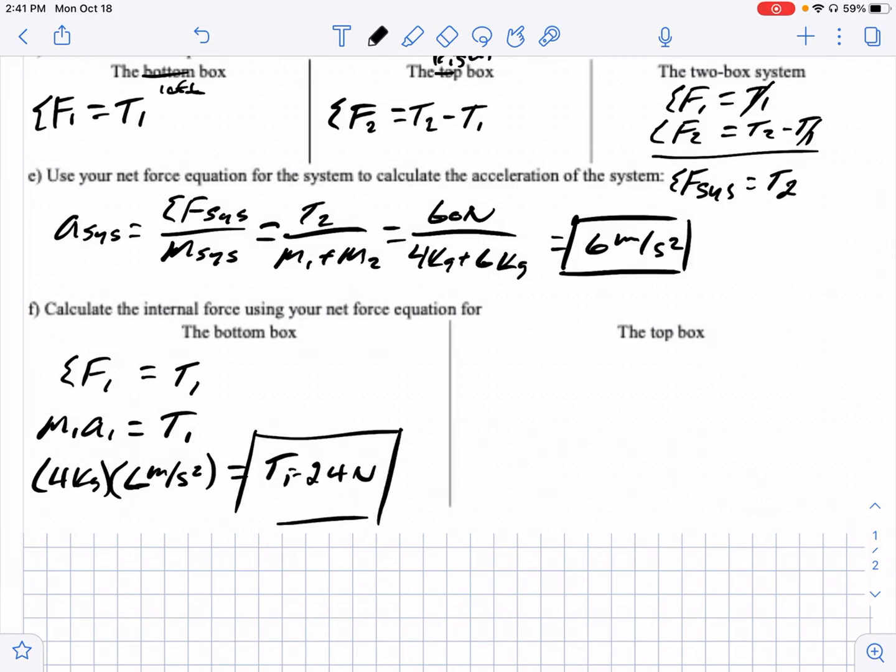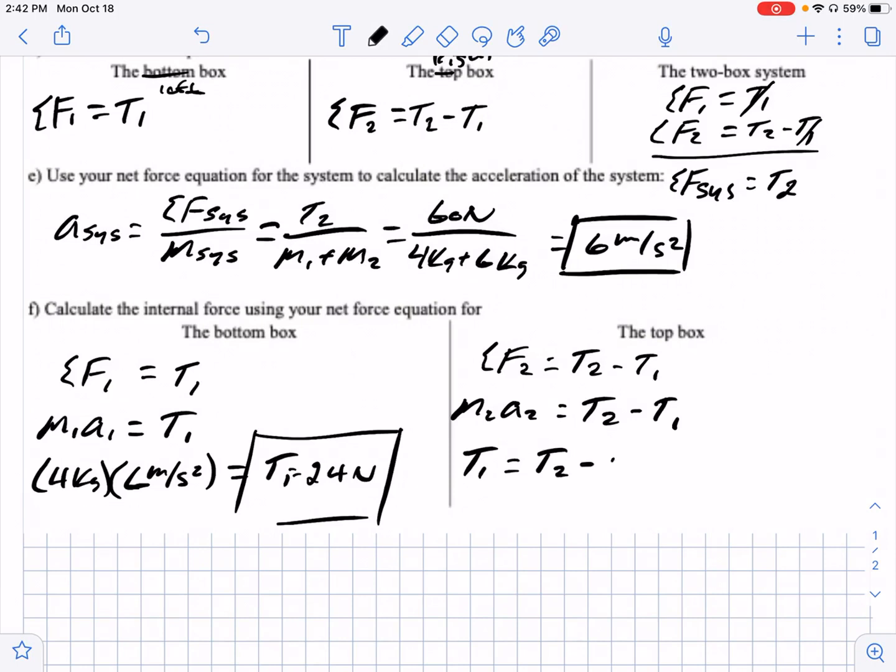And we're going to solve for that same force, but now using the information from the box on the right. So the net force on object 2 was equal to T2 minus T1. We'll apply Newton's second law, so mass of box 2 times acceleration of box 2 equals T2 minus T1. We're solving for T1, so we're going to add it to the left and then subtract m2 a2 to the right. So your T1 is equal to T2 minus mass of box 2 times acceleration of box 2.